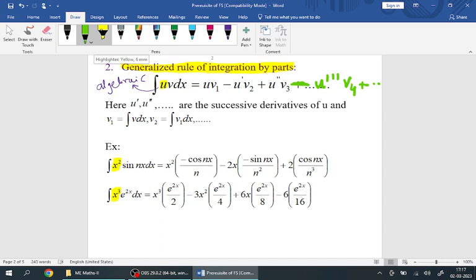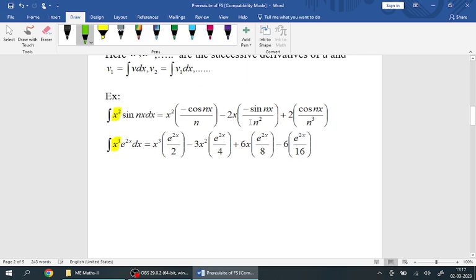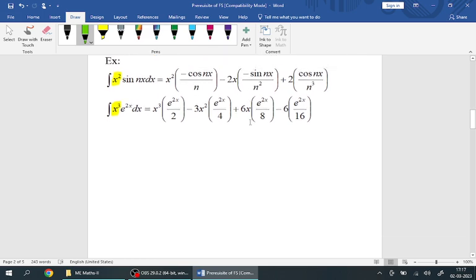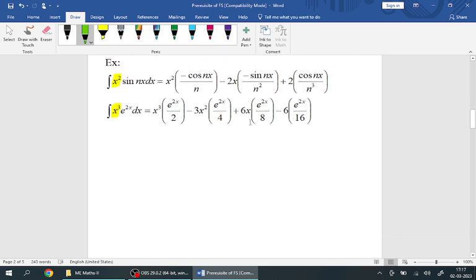Two examples are shown here by generalized by parts. For your understanding, I will take two more here. Let me take a new example. Say we have to integrate x square cos nx dx. Remember, the first function is algebraic, hence we can apply the generalized by parts.